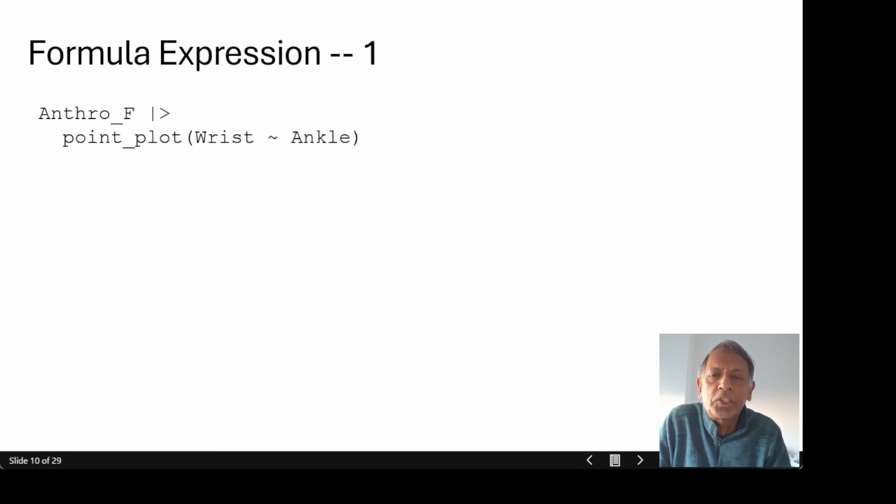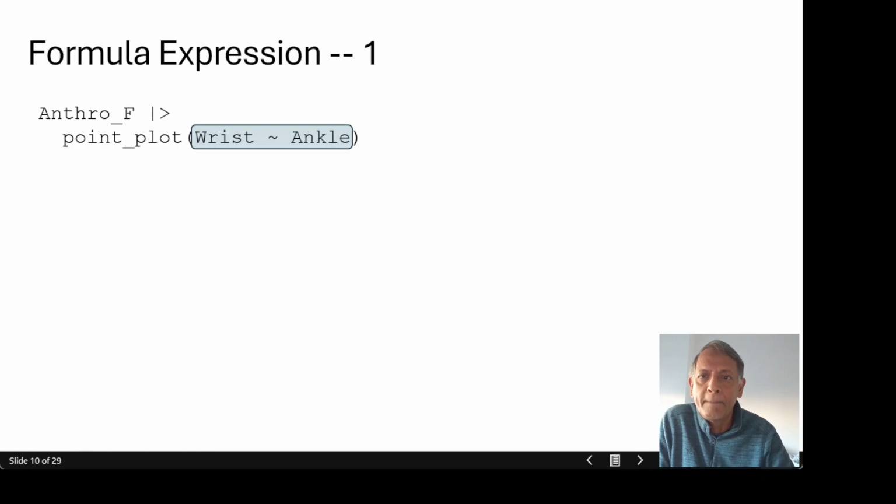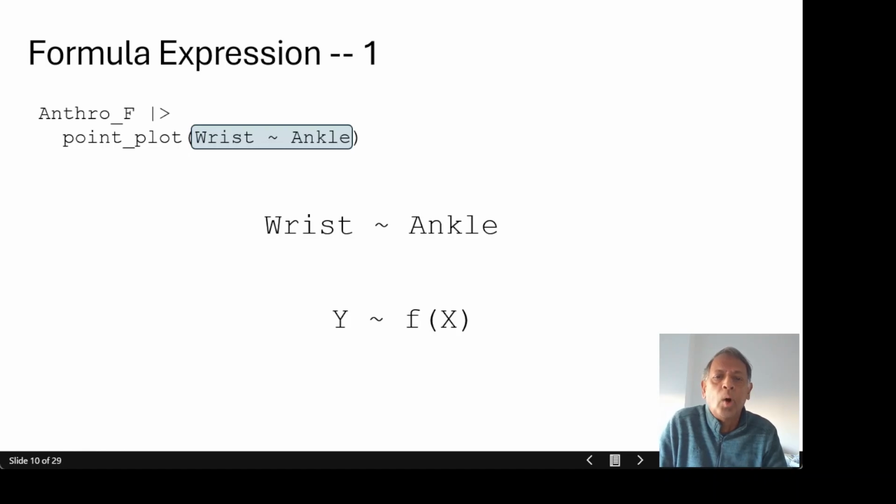So we are saying put wrist on the y-axis, put ankle on the x-axis, and for every point which exists in the data frame, take the wrist values, ankle values, and plot them with a single point on the chart. Okay, so wrist tilde ankle, that's a formula expression, and it's sort of a way of saying y is a function of x. We are looking at how the pattern of x has any influence on the pattern of y. It's just a relationship that we are trying to look at.